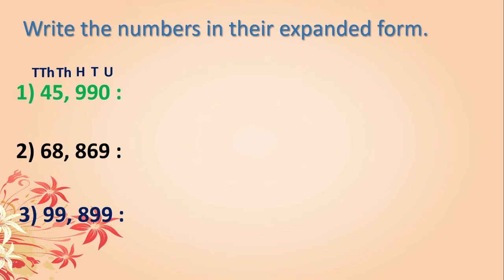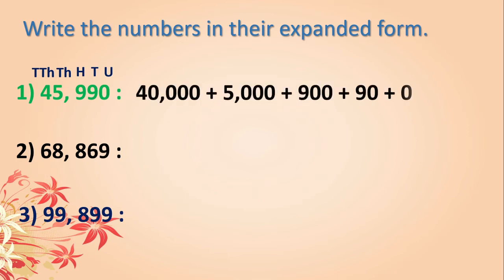4 is in 10,000s place, right? 5 is in thousands place. So what we will write? 4TTH means 40,000 plus 5,000 plus 900 plus 90 plus 0. Because we know this is according to their places. Right? This is nothing but expanded form of this given number. Now we'll move to the second one.